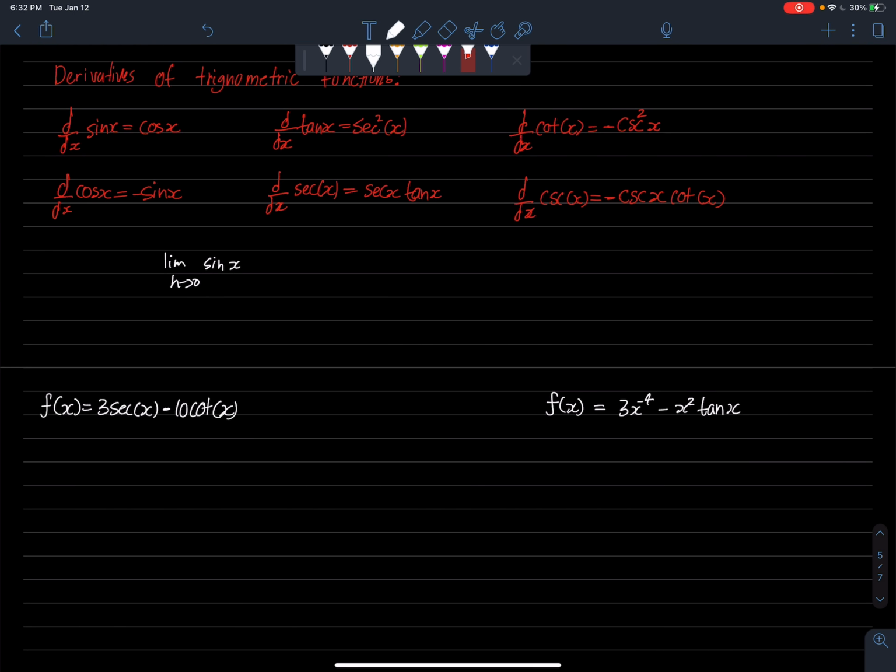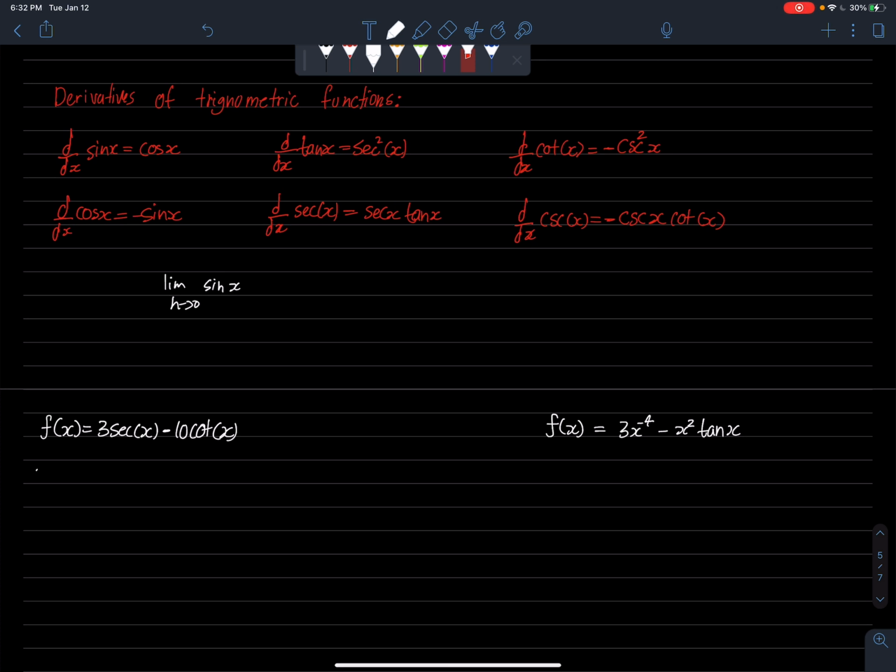So let's do some examples. For f prime of x, the constant is not affected. The derivative of secant is secant x tan x, so we just put that. Secant x tan x minus, the tan is not affected, cotangent. What's the derivative of cotangent? It's negative cosecant squared x. Okay, that was pretty easy. Let's do another one.